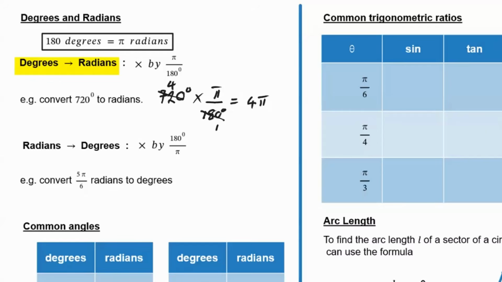The second thing is how you convert from radians to degrees. You simply multiply by 180 over pi. An example here is converting 5 pi over 6 radians to degrees. We multiply by 180 degrees over pi. So 6 goes into 6 once, and 6 into 180 is 30 degrees, and the pi's cancel, so 5 times 30 gives us 150. So we get the answer as 150 degrees. As simple as that. These conversions are very important, and you will need to do them along the way as you solve problems involving circular measure.